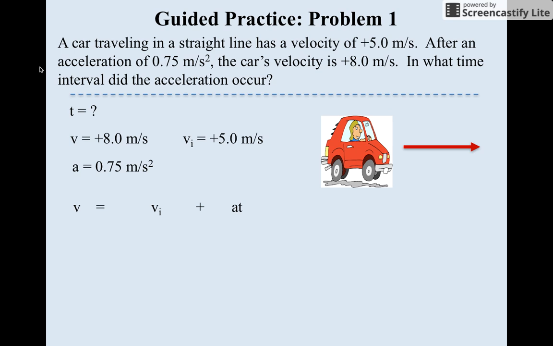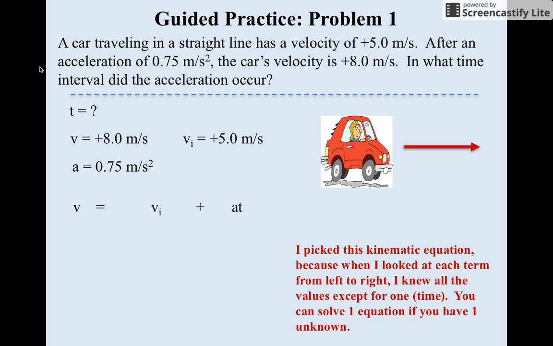The equation that we're going to choose for this is listed there. So you see the note on the screen. If I look at each term from left to right, I look at v. I know velocity. I've listed it up there in the annotation. vi, I know that. That's 5. a, that's also given. Time is the only variable in this equation that I don't know. So I have one equation. I have one unknown.